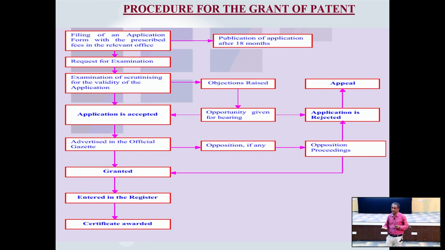Once you file a patent, we will send the first examination report within 12 months. I mean, nowadays it is 6 months. You are supposed to give a reply. Once the reply is received, we ask for a hearing notice. We will give one hearing notice.